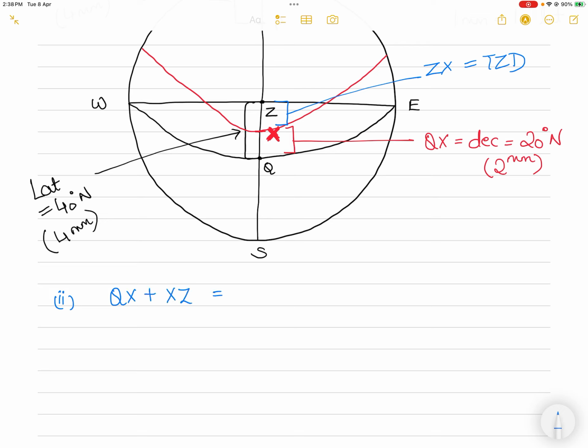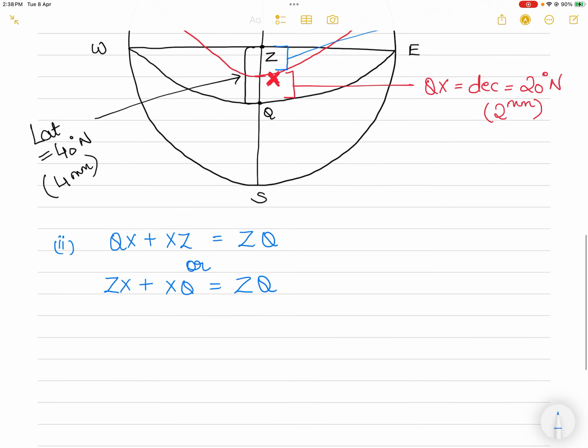Is that right? If you look at the diagram, QX plus ZX is equal to ZQ, or you can say that ZX plus XQ is equal to ZQ, right? So remember, ZX is true zenith distance, so ZX will be equal to ZQ minus XQ. So ZX is equal to ZQ minus XQ.